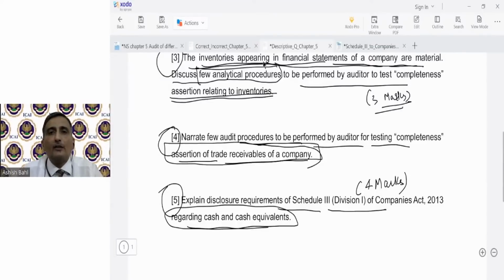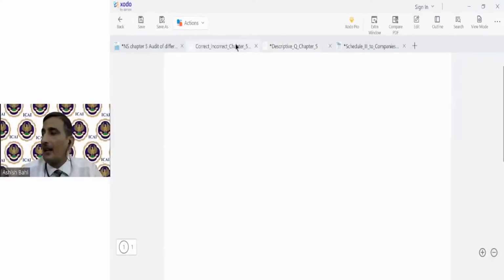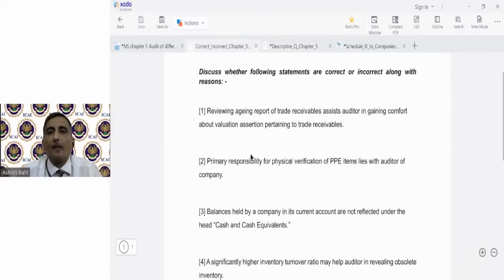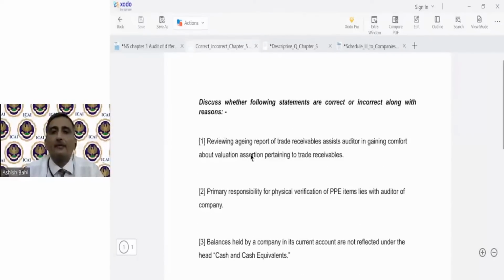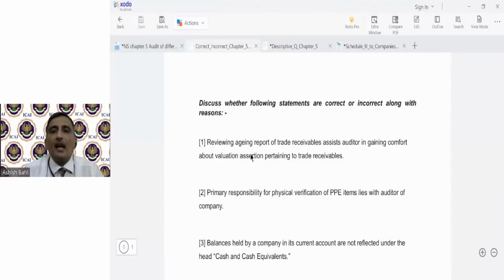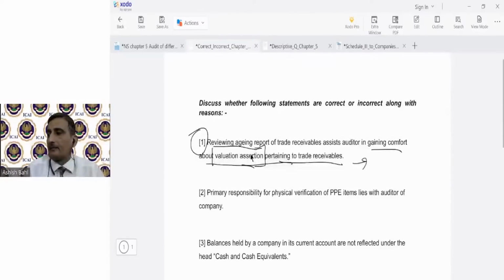So now we also try to do some correct incorrect types. Number one. Reviewing aging report of trade receivables assists auditor in gaining comfort about valuation assertion pertaining to trade receivables. Now you have to tell whether this statement is correct or incorrect along with reason.